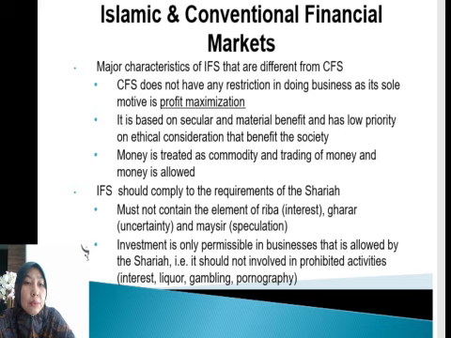So the Islamic financial system should comply with the requirements of the Sharia. They must not contain the three prohibited elements that we have discussed before, which are riba, gharar, and maisir. Also, investment is only on permissible business allowed by the Sharia. It should not involve any prohibited activities like interest, liquor, gambling, pornography. All the unethical elements are totally prohibited in Islam. So these are the differences between the conventional and Islamic financial market.